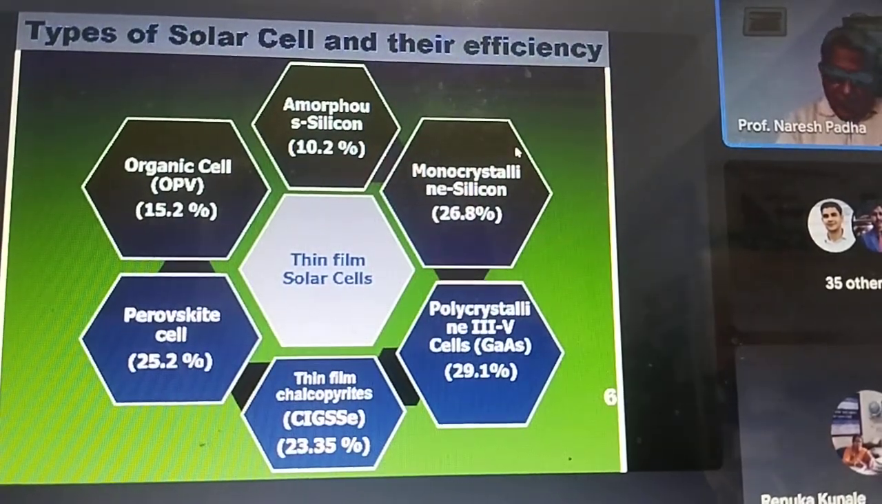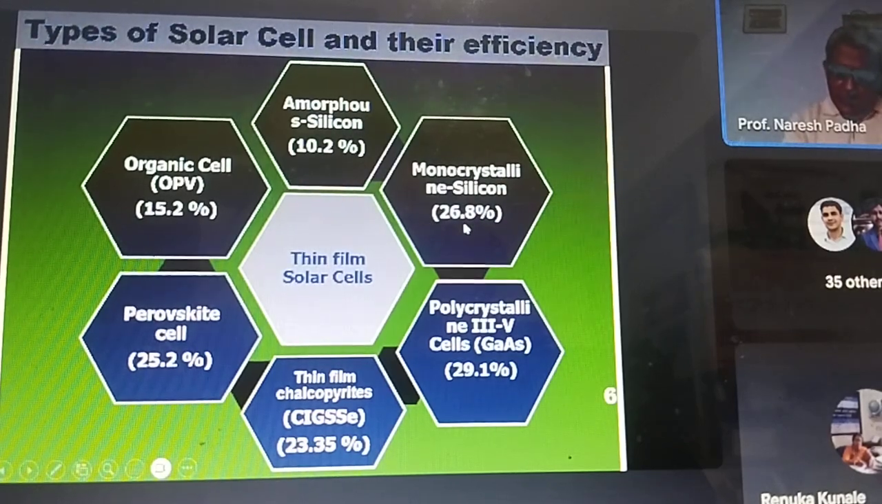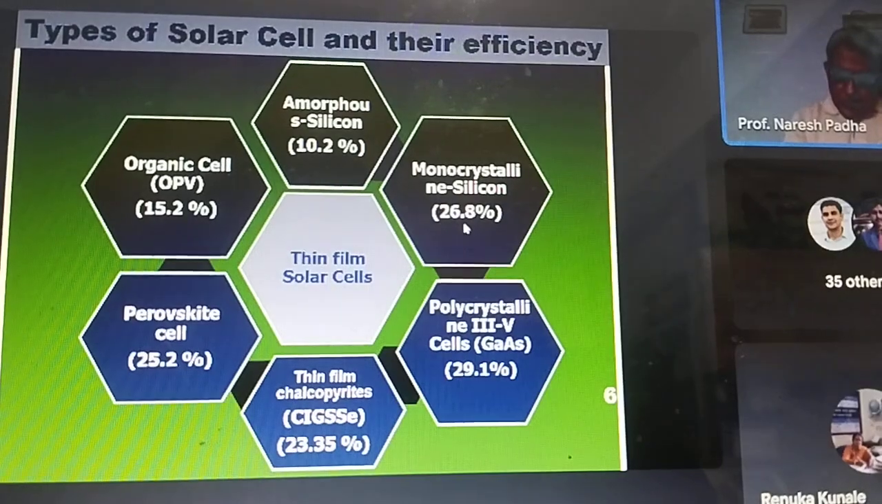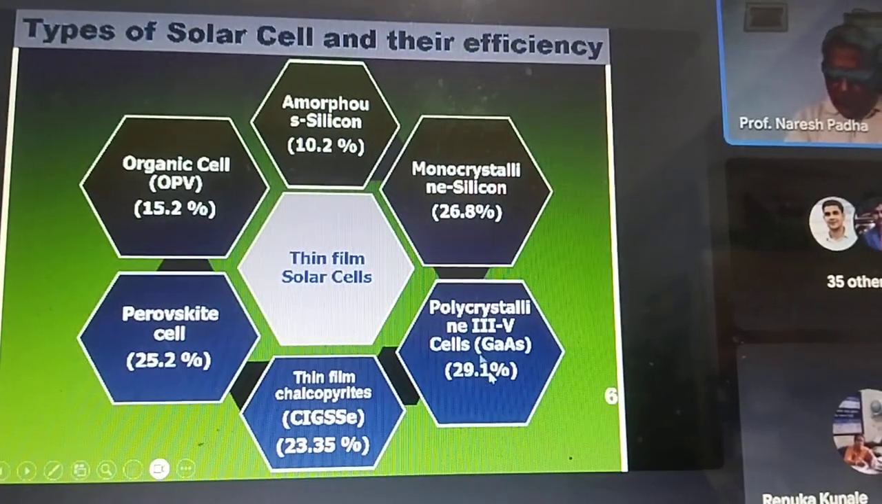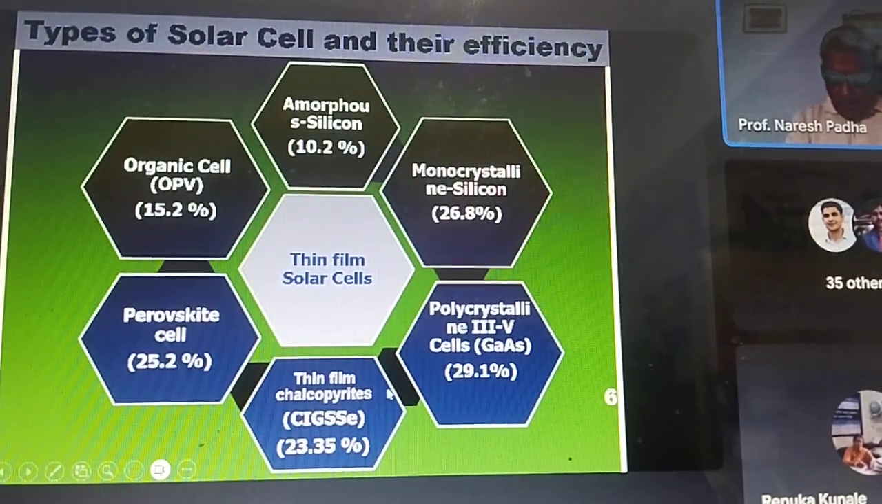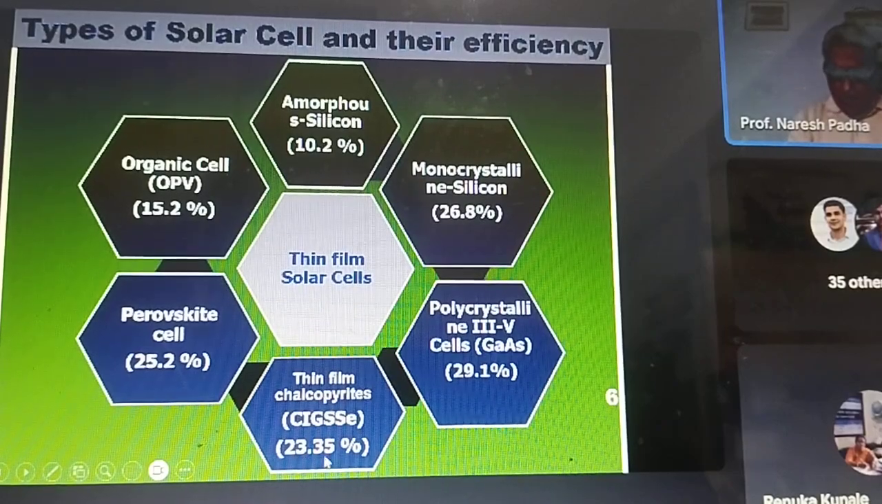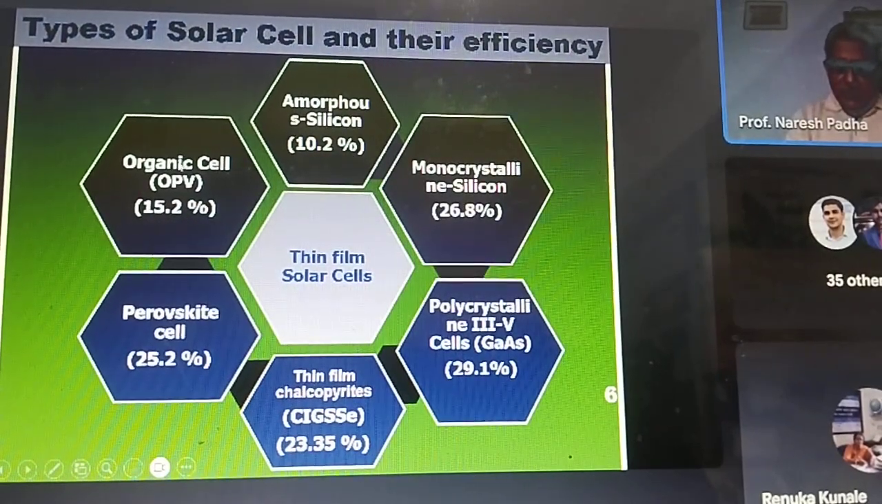And if you see this scenario, types of solar cells and their efficiency. So amorphous silicon is 10.2%, monocrystalline silicon is better than that, 26.8. This is so far. And polycrystalline 23.5, gallium arsenide 29.1, thin film chalcopyrites 23.35, perovskites 25.2%, organic cells 15.2. These are the thin film solar cells.